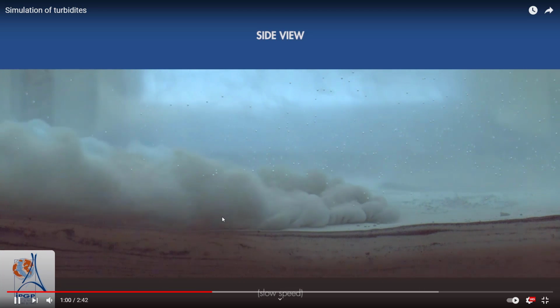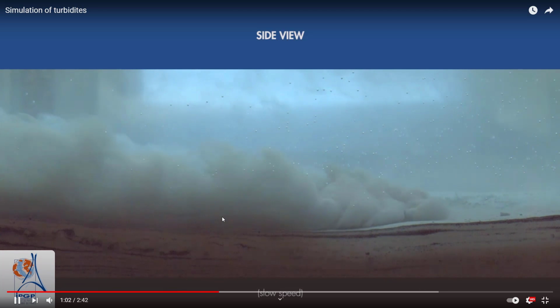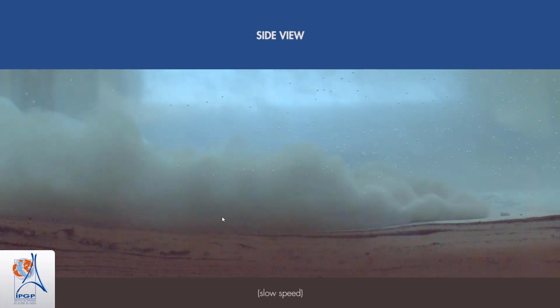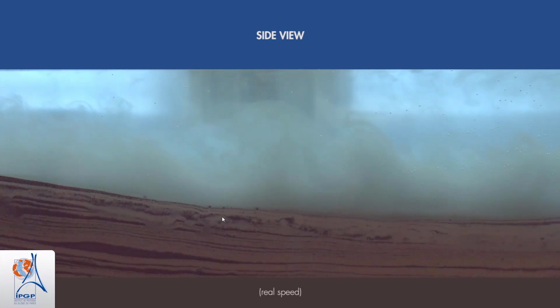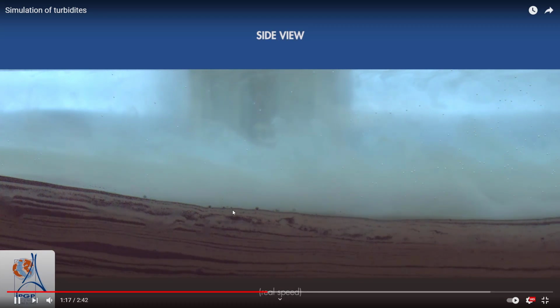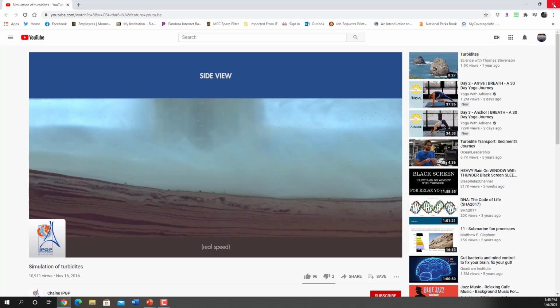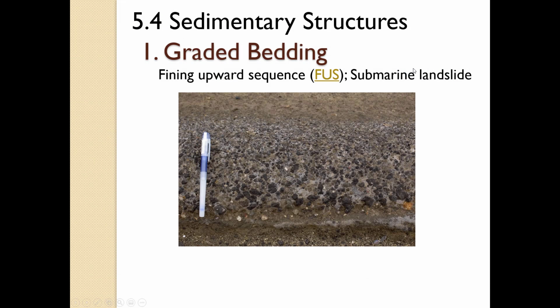lobe of the landslide. As the biggest particles first settle, over time, the velocity of this landslide will decrease as the landslide ends, and so you'll have progressively finer material that then gets deposited. So this is one situation, again called a turbidite, where you can see graded bedding.